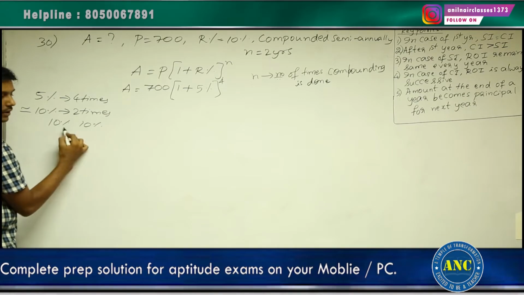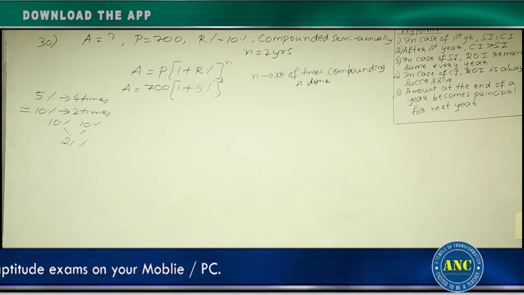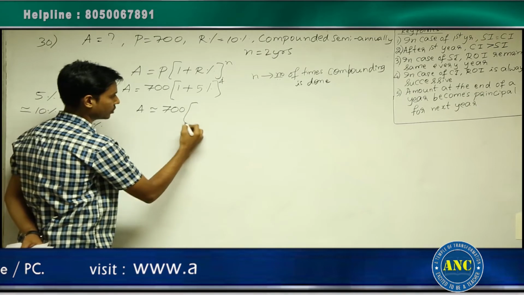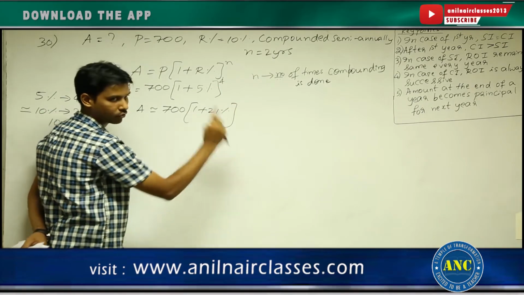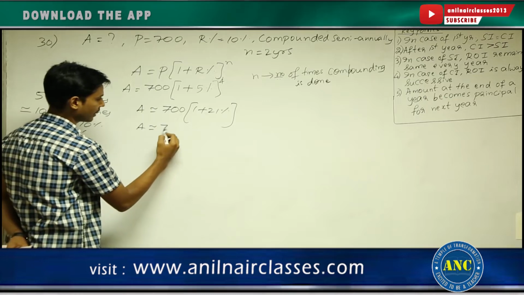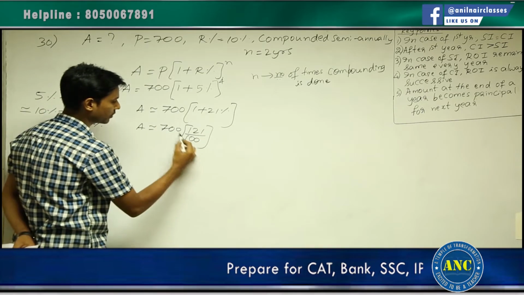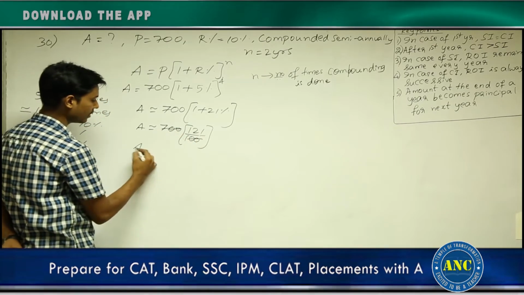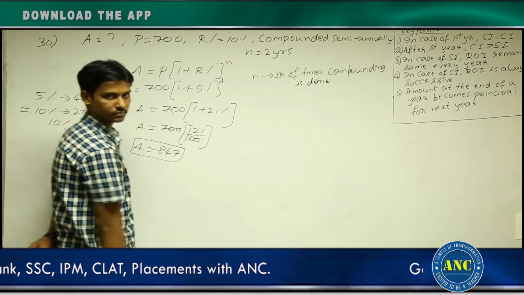10% 2 times. How much you will get? 21%. 10 plus 10 plus 10 into 10 by 100 percent. 21%. That means amount is approximately 700 into 1 plus 21%. You are reducing the power of 4 to a power of 1. This is approximately 700 into 121%. 121% is 121 by 100. 100 sevens are 700. What is 121 into 7? 847. Amount is approximately 847.